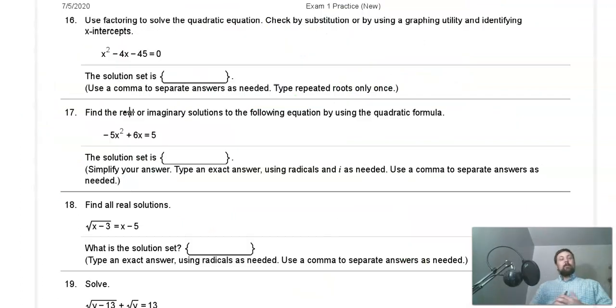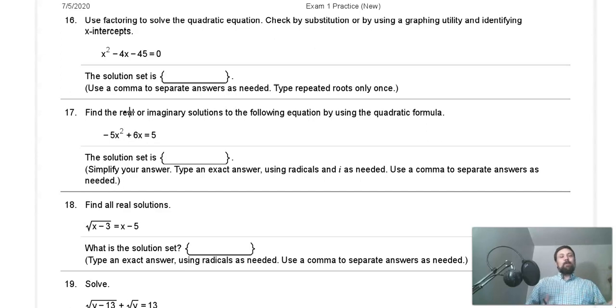All right, let's take a look at number 16. Use factoring to solve the quadratic equation. Check by substitution or by using a graphing calculator and identifying x-intercepts. You don't have to do that part. Just solve it. Checking your answer is a good idea to confirm that you got the right answer, but not something I'm going to grade you on.